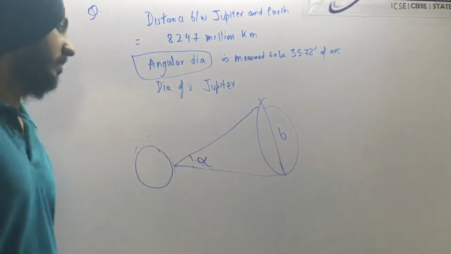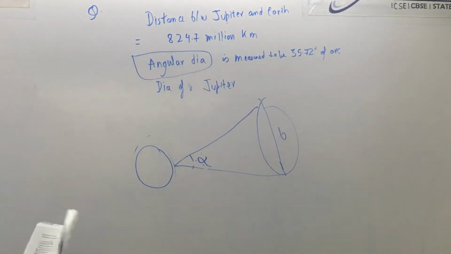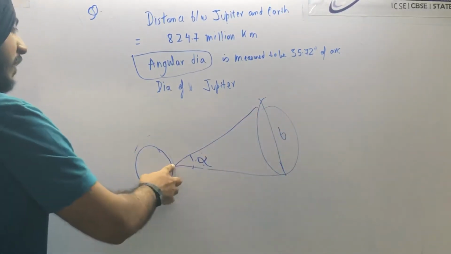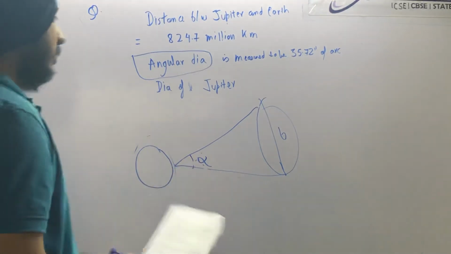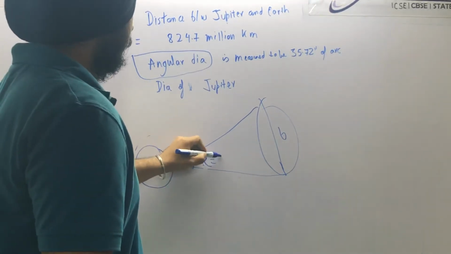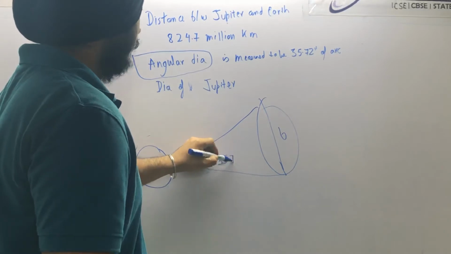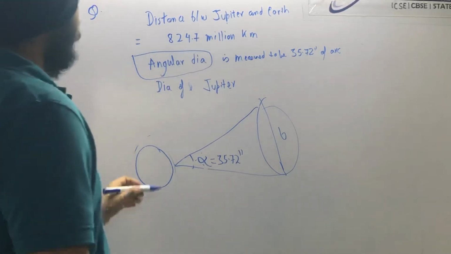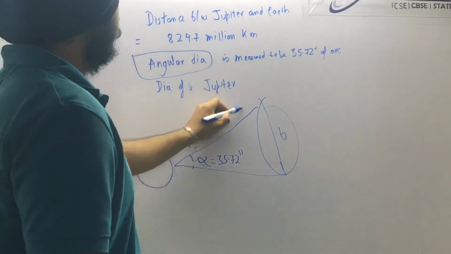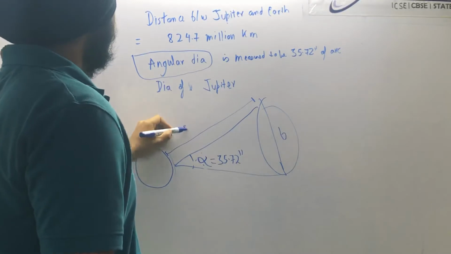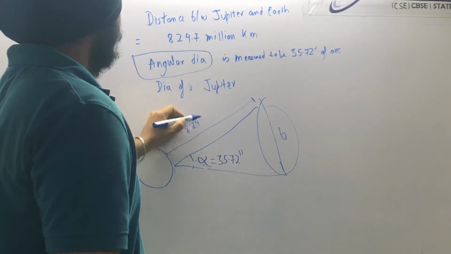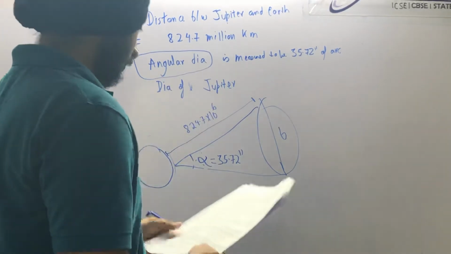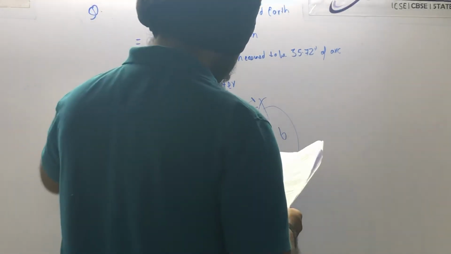Okay, and this big planet is the Jupiter planet. Now this Jupiter planet is of this size and it is subtending an angle on the earth which is measured out to be how much? 35.72 seconds. Okay, and the distance between Jupiter and earth is how much? 824.7 into 10 raised to the power 6 kilometers.